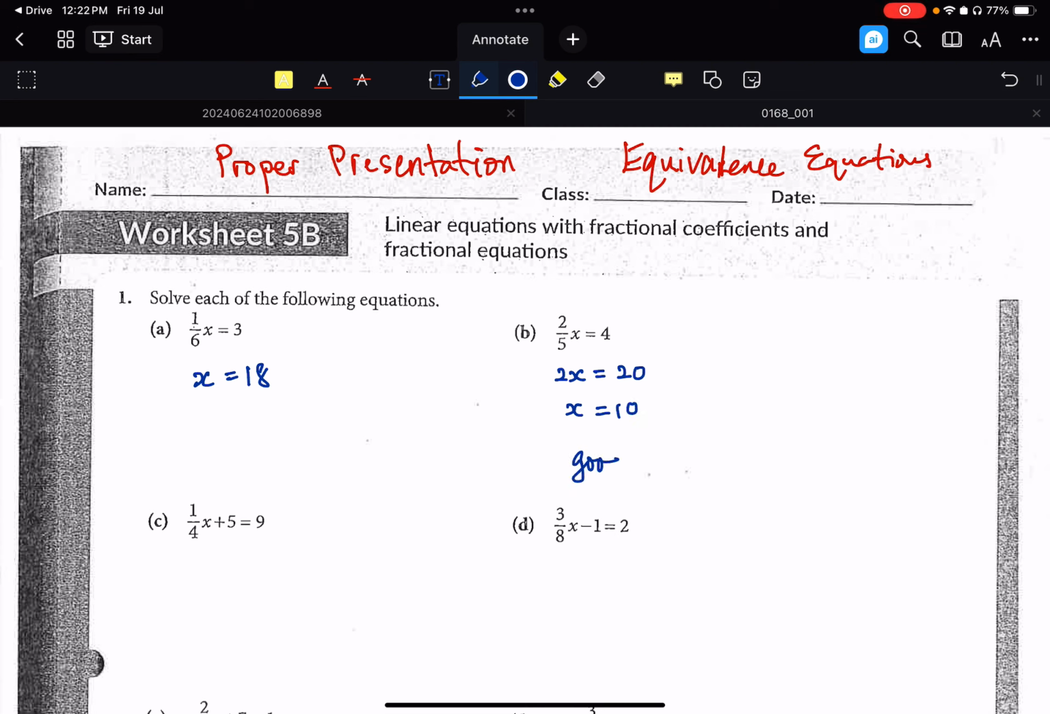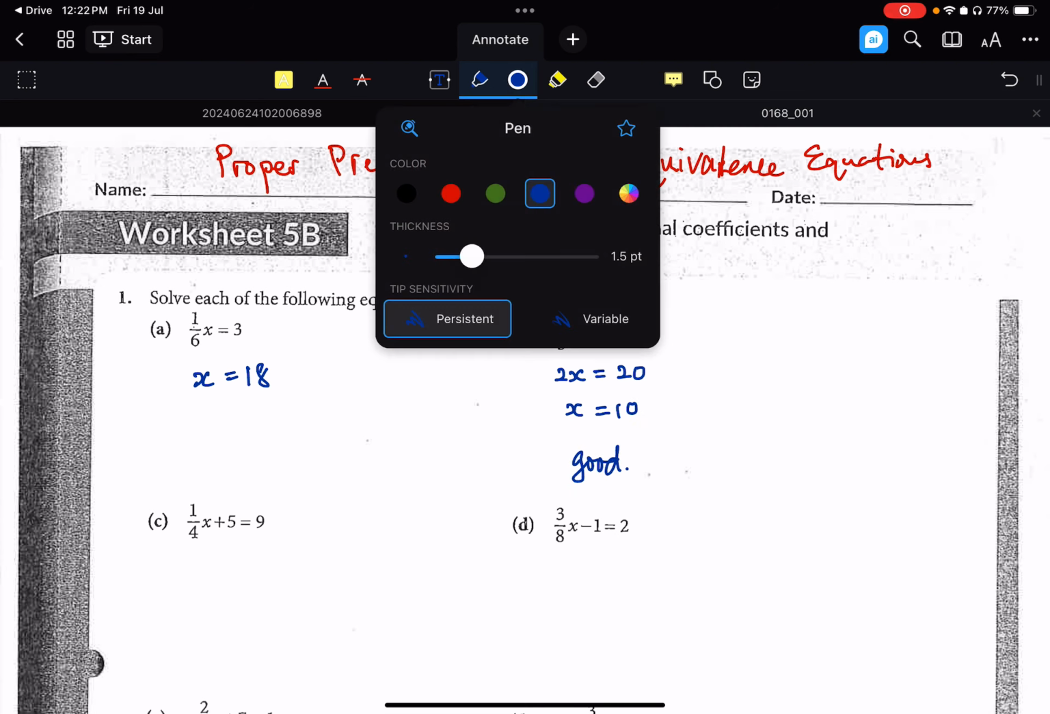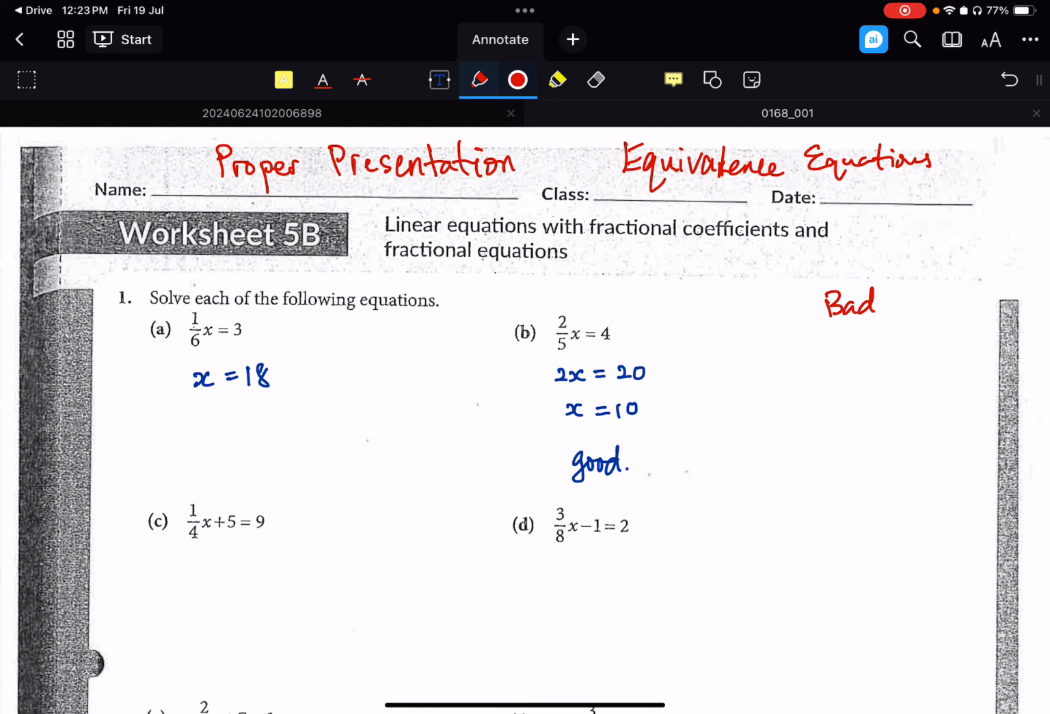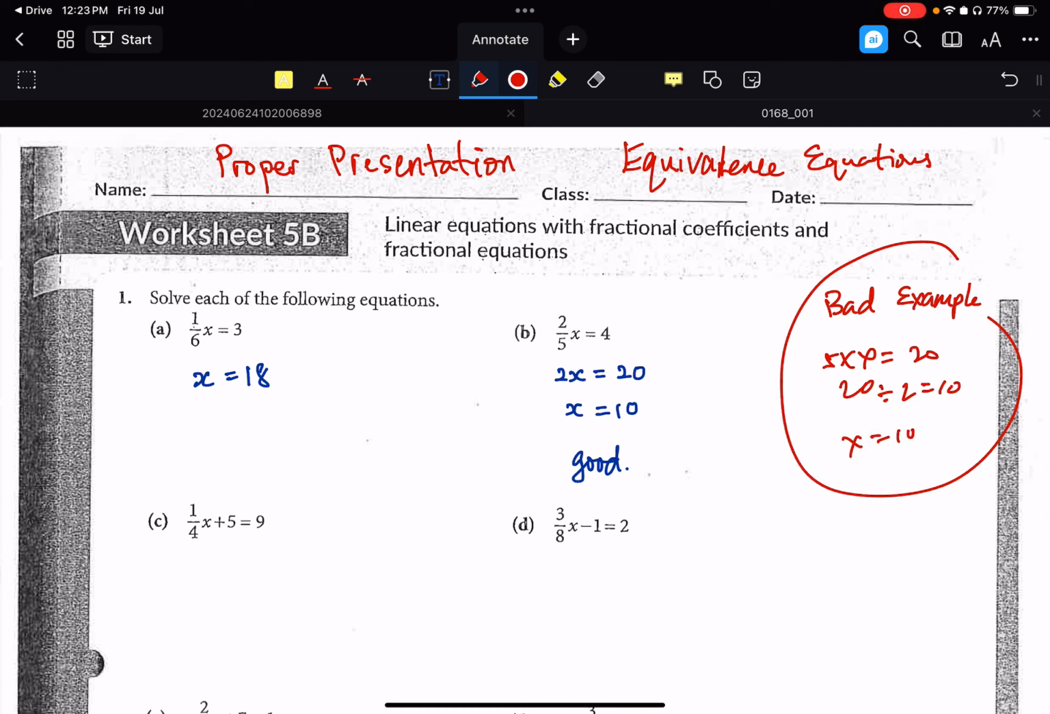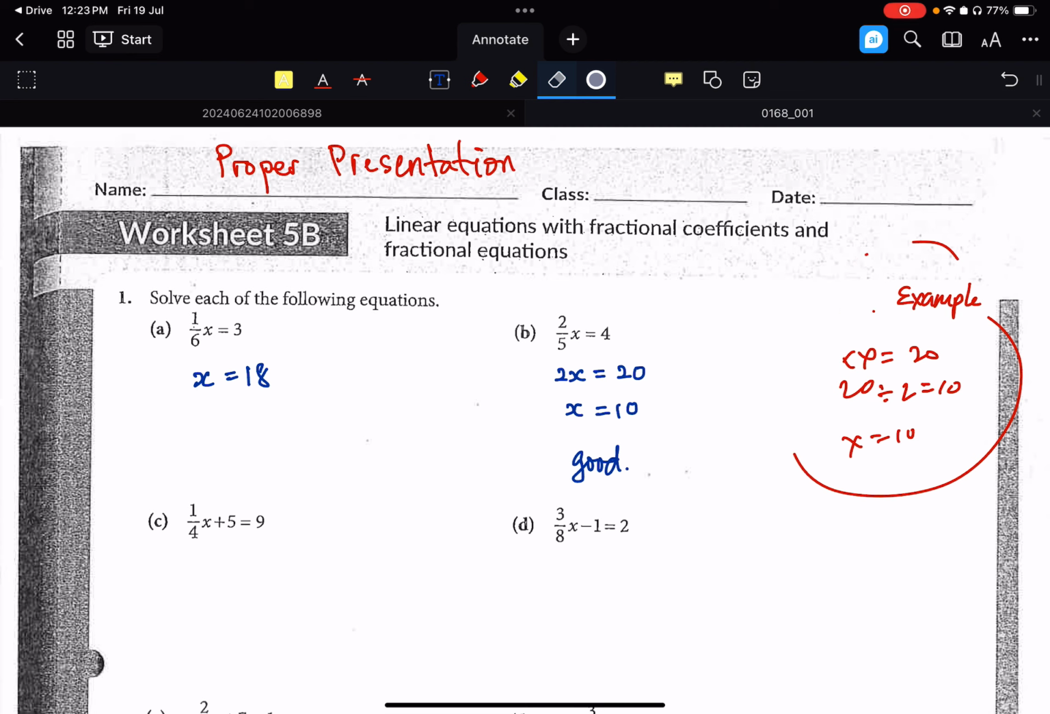This is good, right? Now, what is bad? A bad example will be, you just go, okay, maybe I have 5 times 4 equals 20, 20 divided by 2 equals 10, x equals 10. Bad example. Don't do that, right? Okay, so clear. Let me just clean up this. Okay, bad example. Don't do that. We don't want the bad example. Okay. So with this understanding, that's how we're going to focus on our presentation.